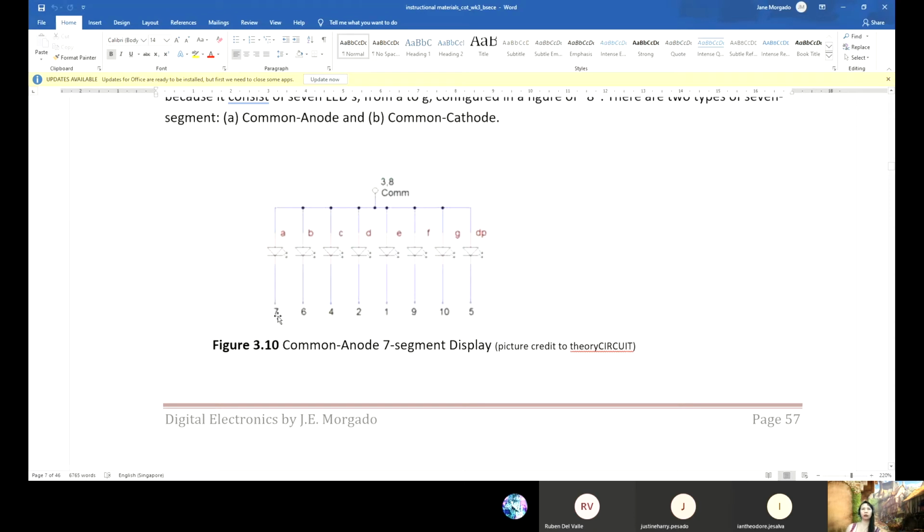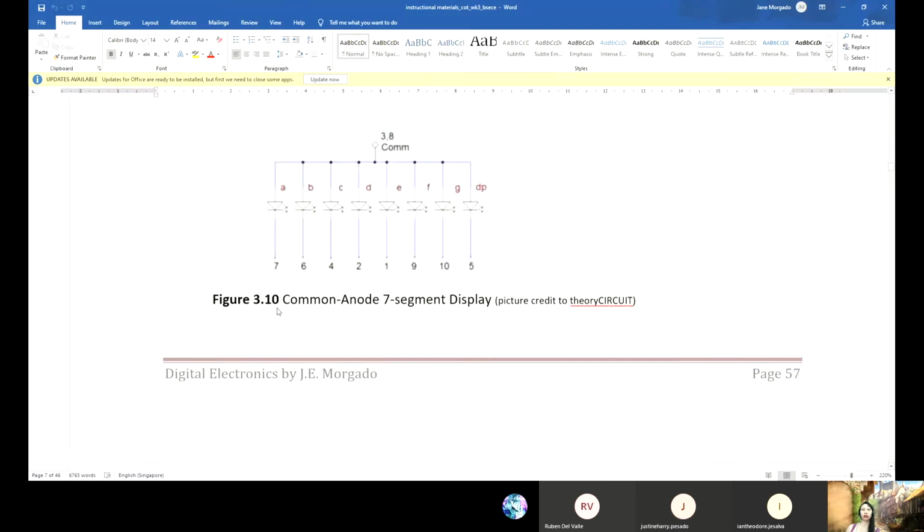You have to input it to an inverter. You have to invert it first. So therefore, you have to use an inverter before you connect it to pin 7 so that LED A would light up. Question, class?